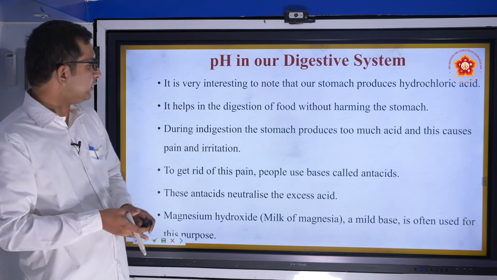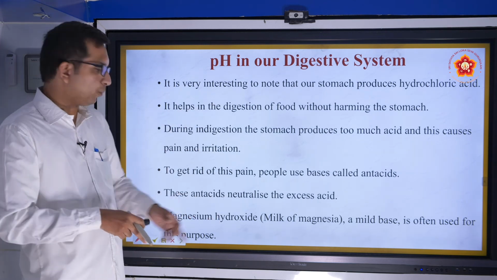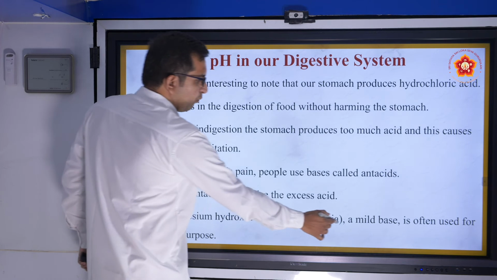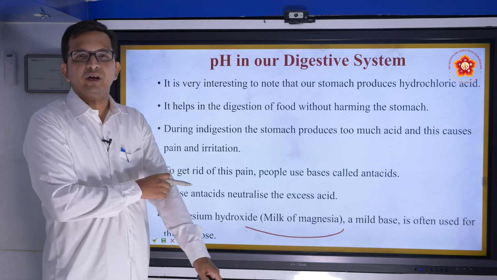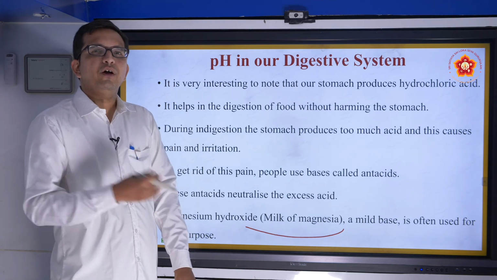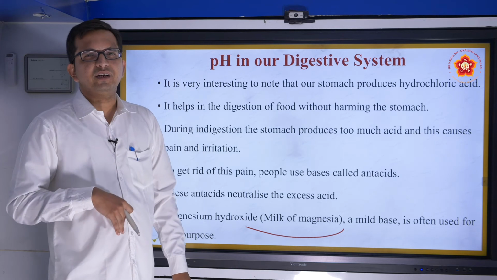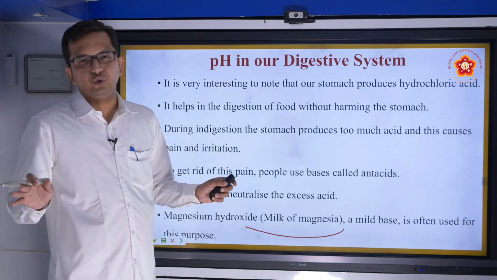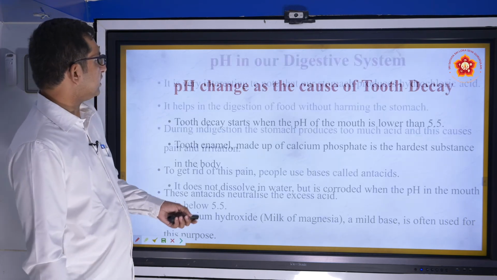I need not repeat it, I believe, because the same thing is what I have explained. Of course, if there is acidity in your body, then you can use this milk of magnesia, which is nothing but magnesium hydroxide, what we termed as one commercial example as ENO, where if you eat that, basically what happens is, since it is basic, excess acidity in our stomach can be neutralized in those cases. So this is about the pH in our digestive system.